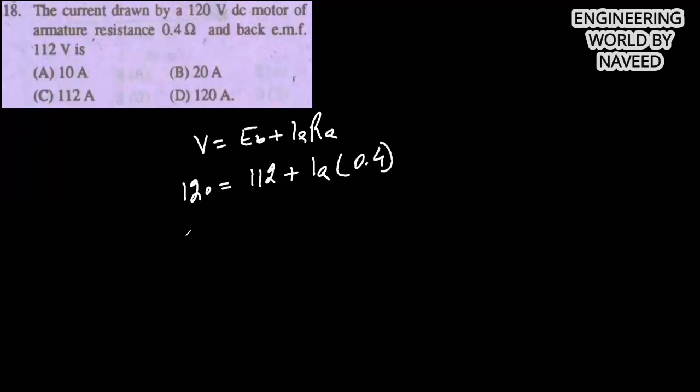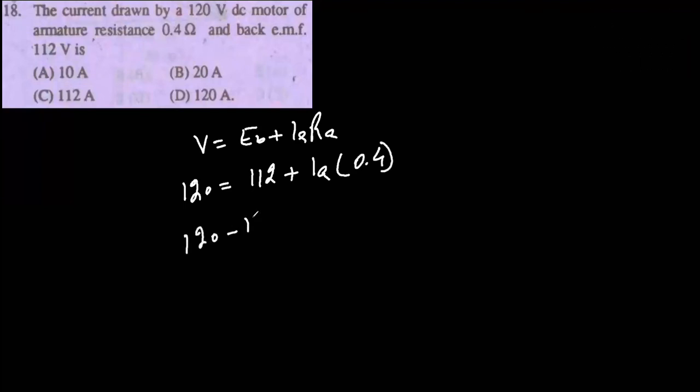So (120 minus 112) divided by 0.4 is equal to Ia. If I use a calculator, 120 minus 112 is equal to 8, divided by 0.4 is equal to 20. So your Ia is equal to 20 ampere. So option B is the correct answer.